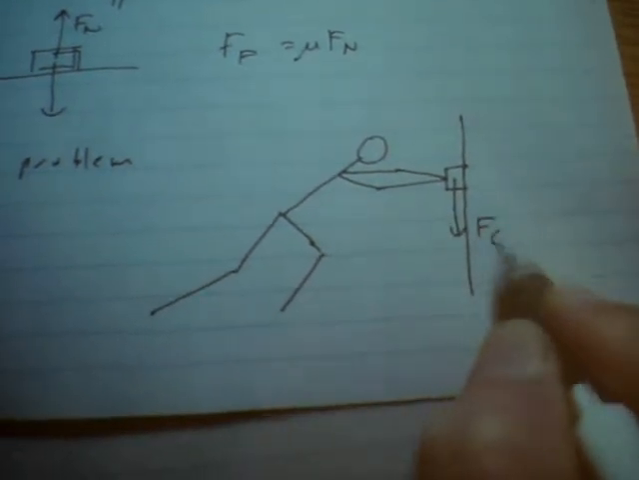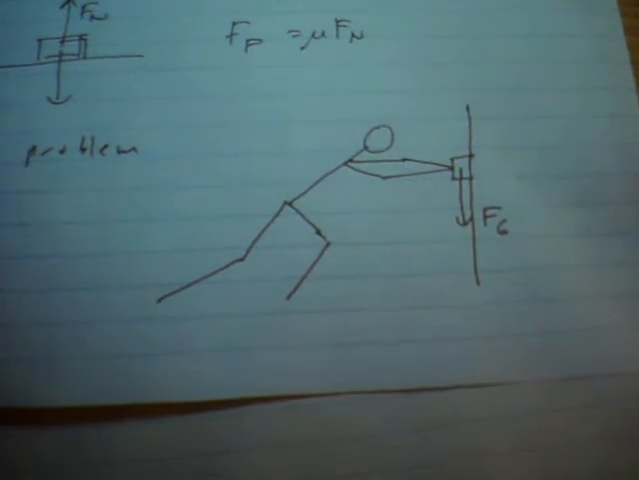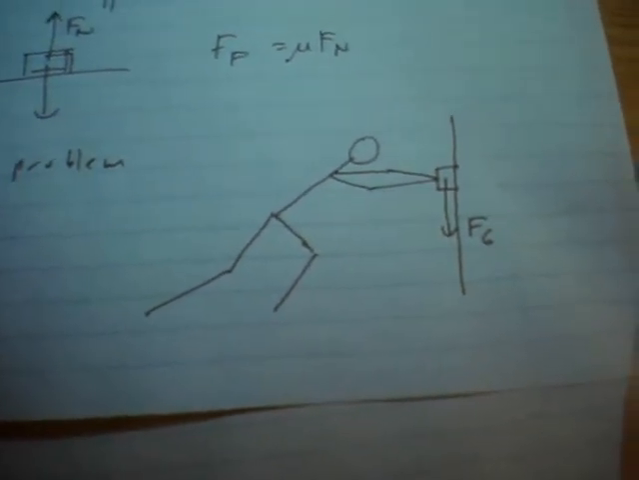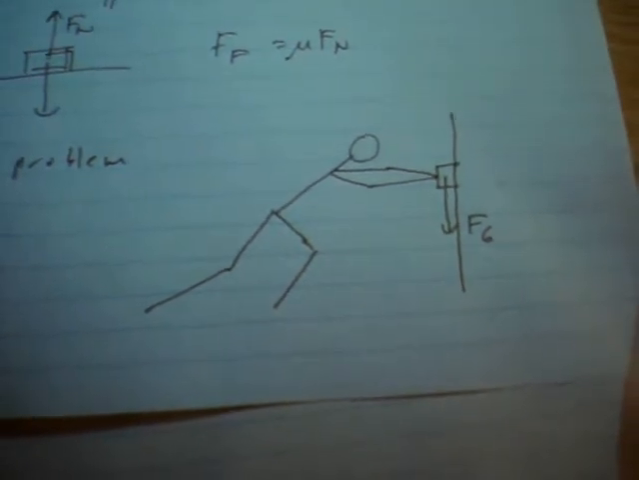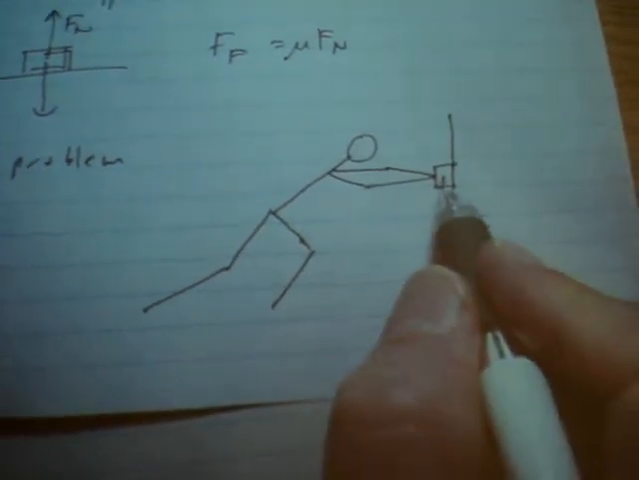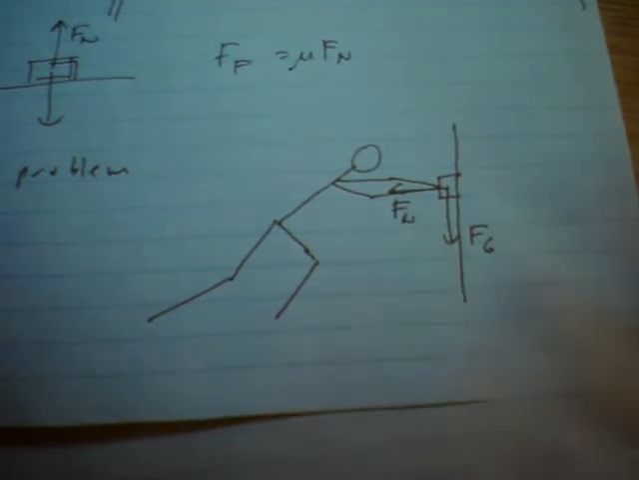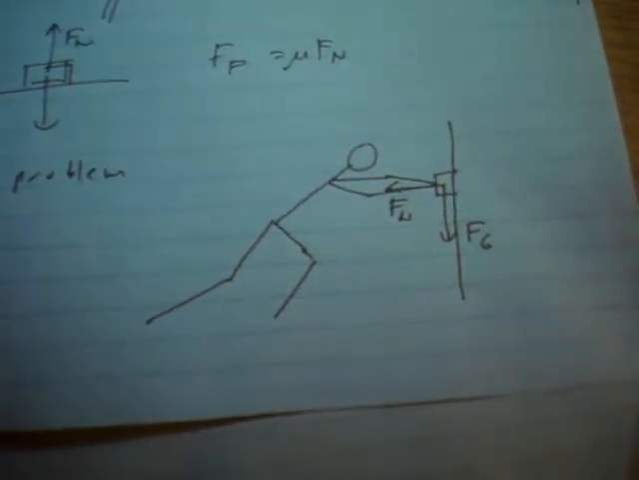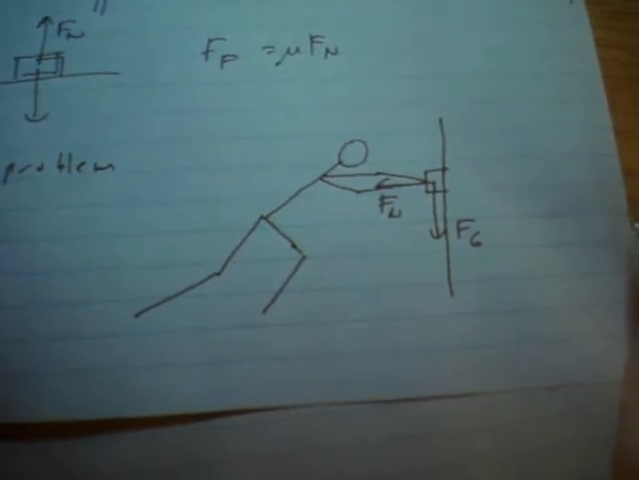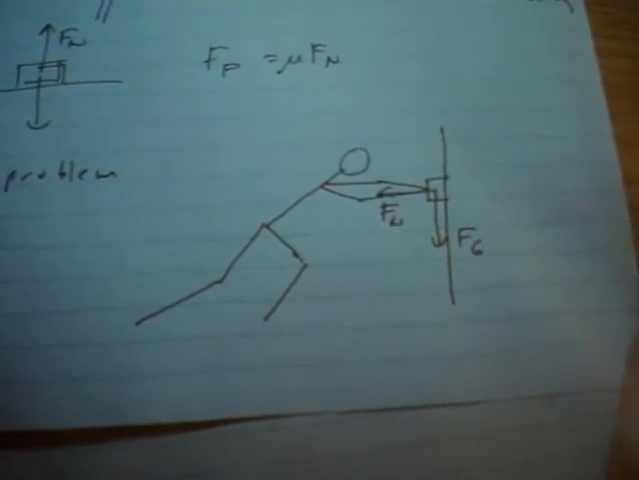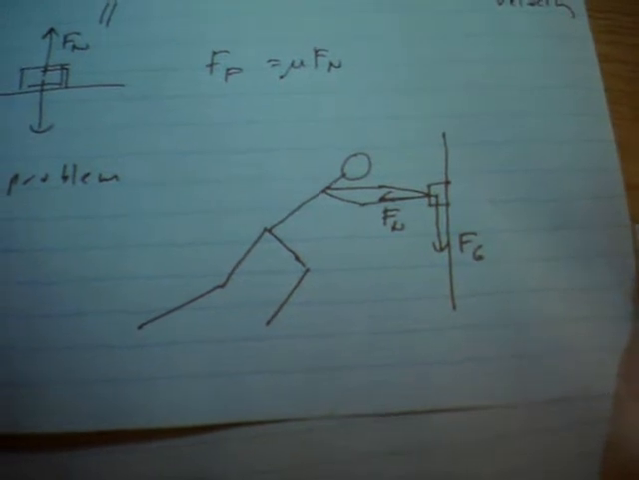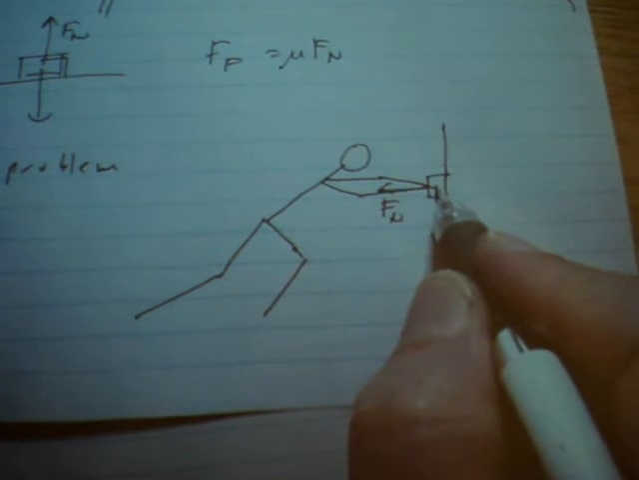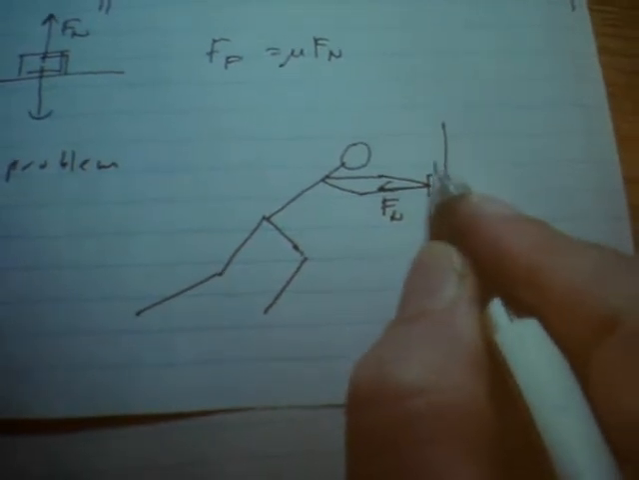Gravity. Normal. Which way's the normal force? Perpendicular to the wall, towards the person. Left. Any more forces? Friction. What's the direction of friction? It's going upward. Parallel to the surface, so it has to be up.